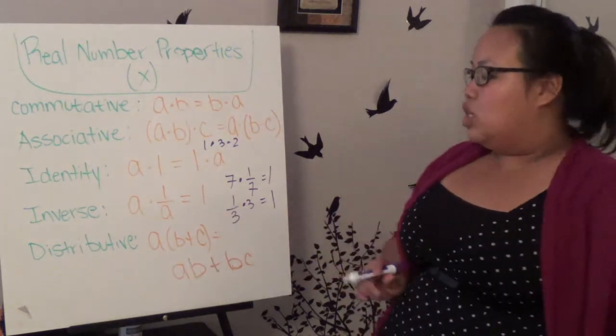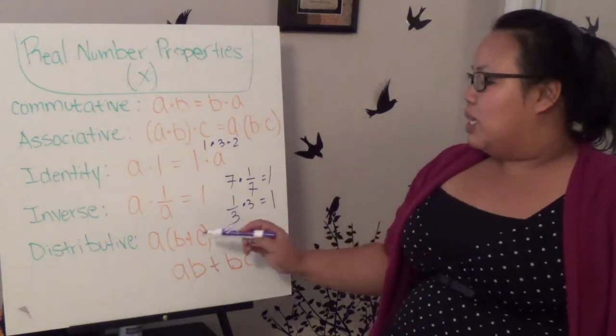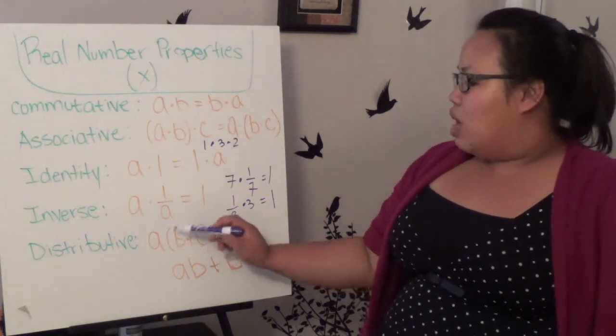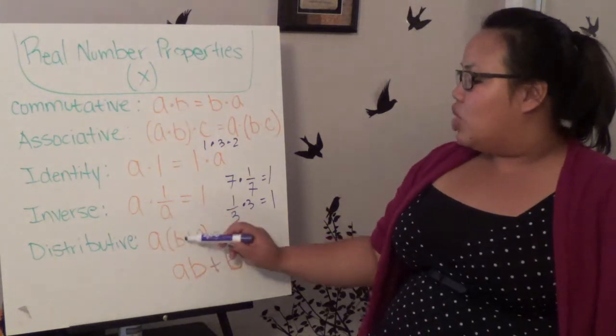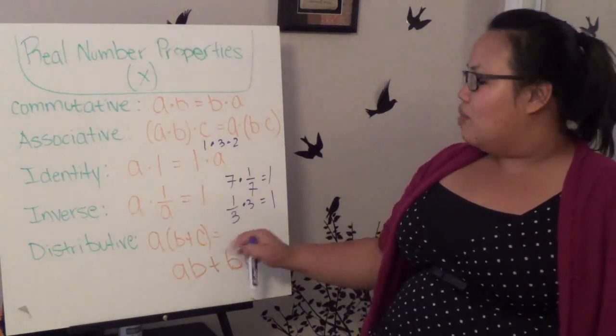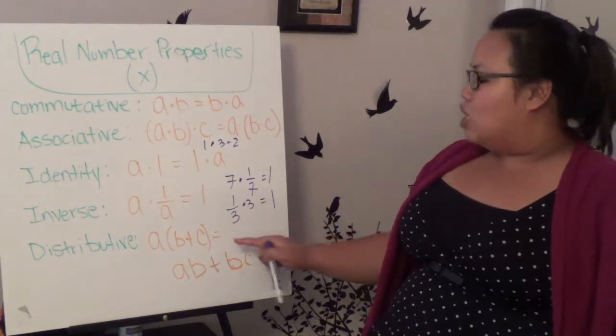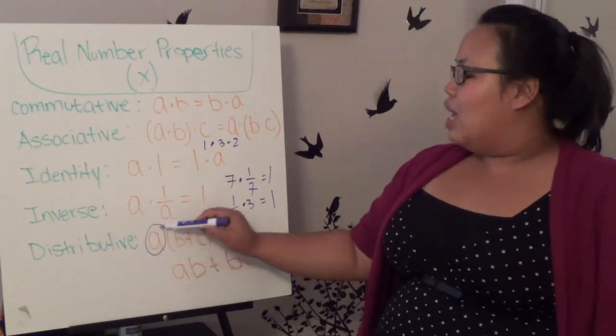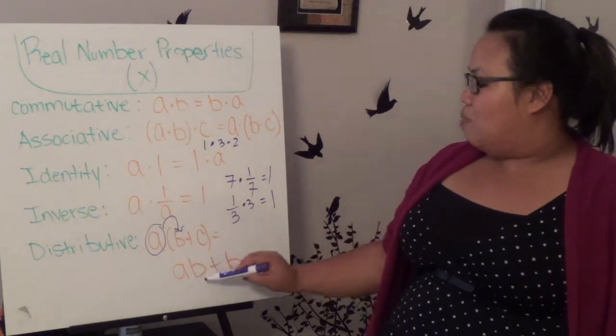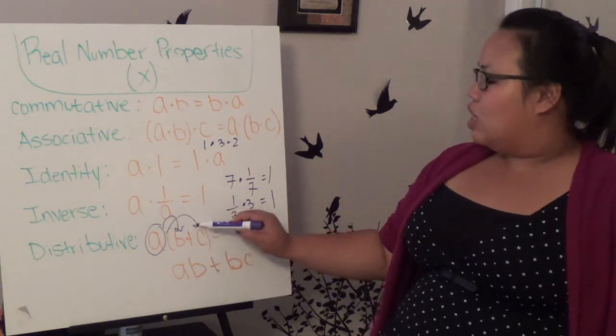The last one is the distributive. Distributive is basically when you have a number and then the parentheses. This means that I need to take this and share it with every term. So even if there's another plus or another minus, whatever it may be, I need to share it with every single term. So I take this A and I share it, so I get AB. I take this A again and I share it with C.